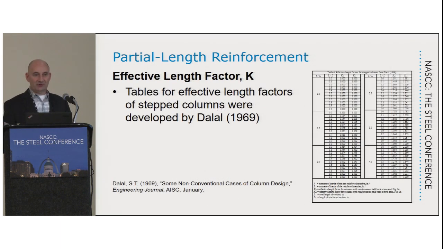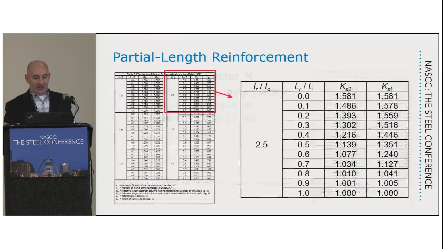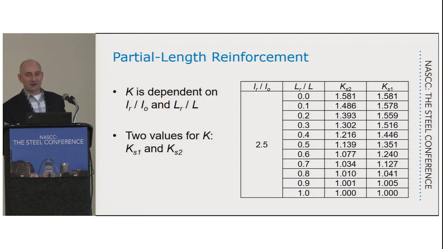And the tables, the ones that I use, I'm sure there are more out there, were published in 1969 in the AISC Engineering Journal. And this is kind of what the tables look like. I've rearranged everything and changed the variables to make it more for reinforced cross sections. And you can see all the variables at the top of the table, and you're going to pull out a K factor from this part of the table over here. But you can see that the K factor, the effective length factor, is dependent on the moment of inertia ratio, I sub R over I sub O in this column. And it's also dependent on L sub R over L for the next column.